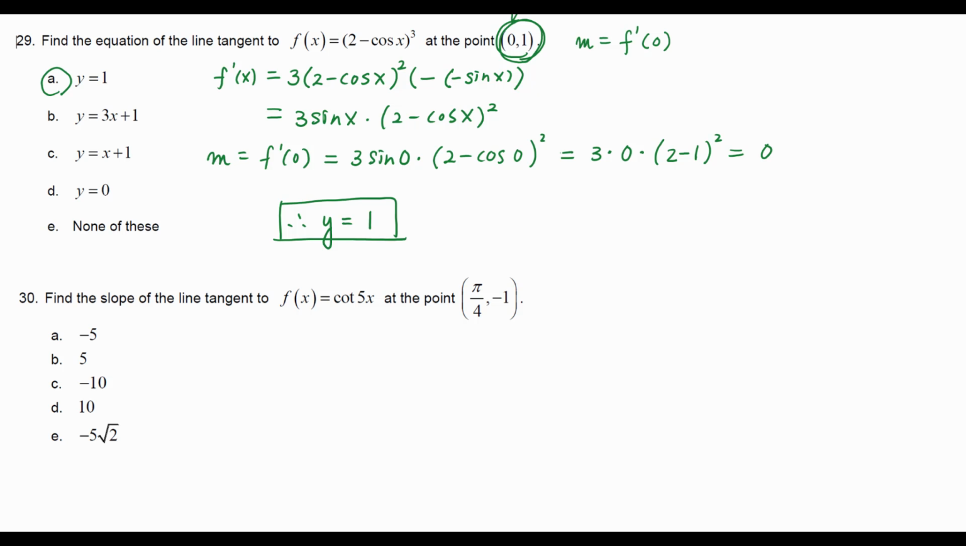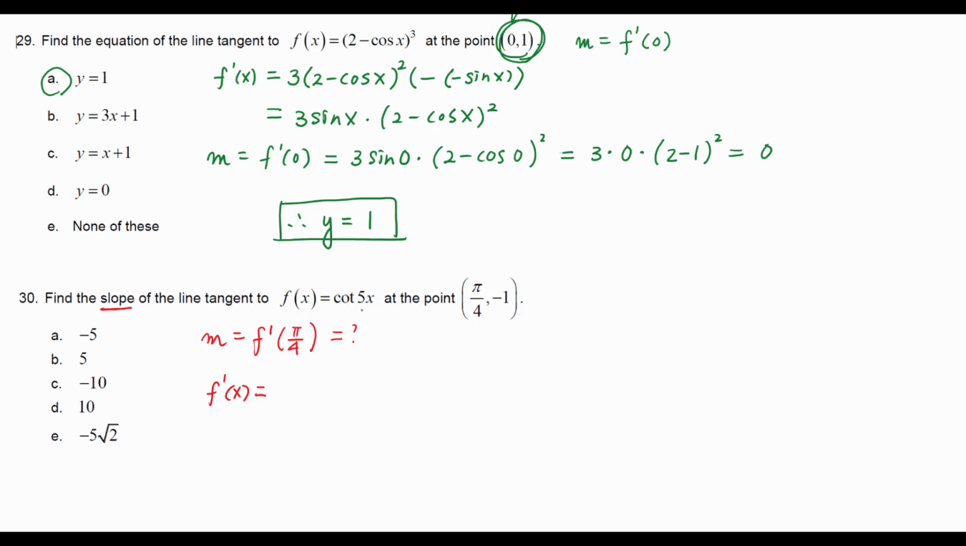Number 30. Find the slope of the line tangent to f(x) = cot(5x) at the point (π/4, −1). So this time, they just said to find the slope only, which is f prime at what point? π/4. So that's all I need to find out. So let's find f prime of x. Since my function is cotangent of 5x, not cotangent x, this is again a composition of functions, and you need to use the chain rule here.